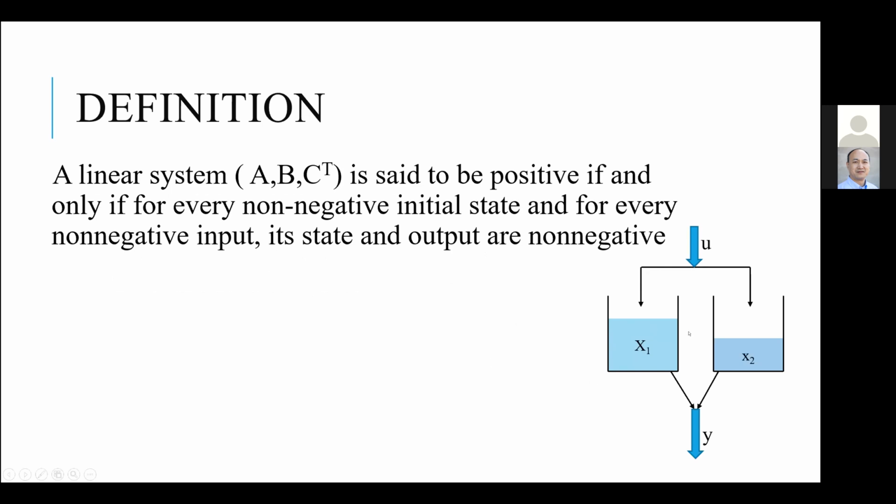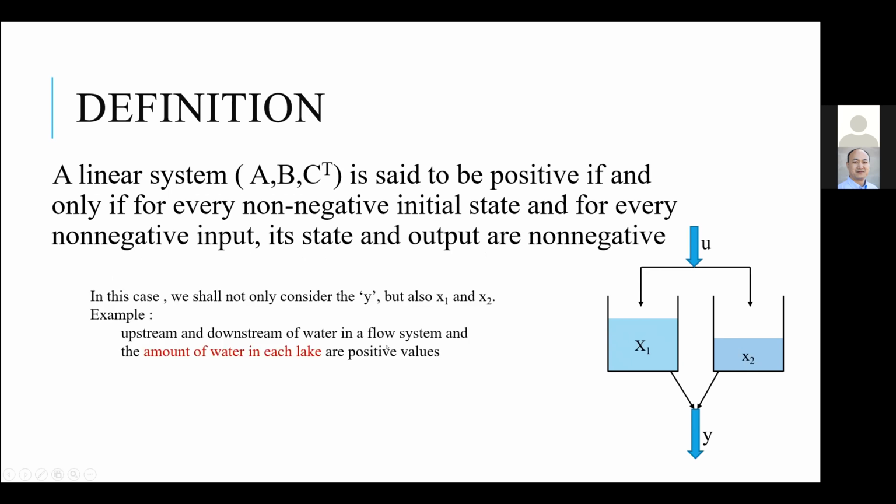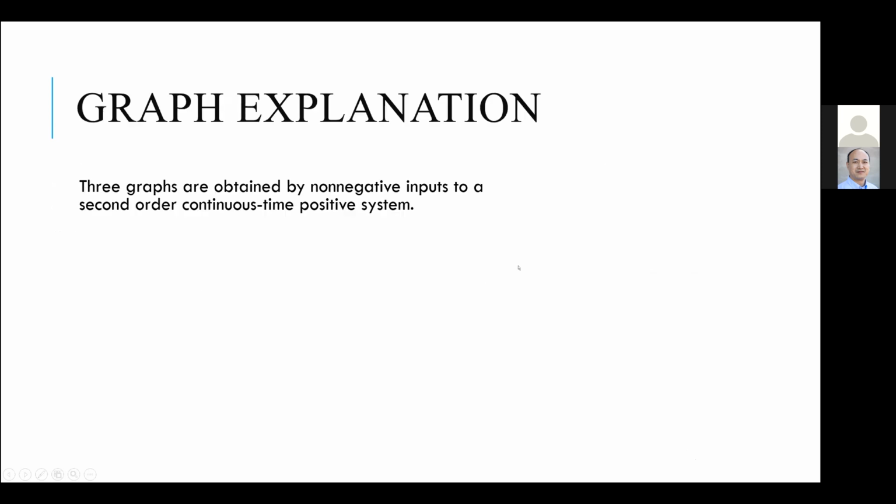For the external view, we don't care about x1 and x2. They can be negative. We only care about y, but internally we need x1 and x2 both to be positive. So in this case, we care about the amount of water in each lake, so we not only care about the downstream. Okay, so there's a graph explanation.